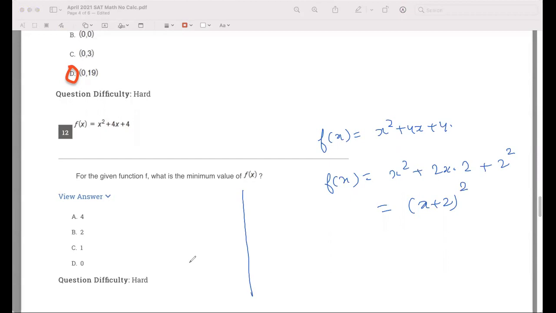So if you draw a parabola, the vertex is at (-2, 0). The parabola will look like this, where this point is (-2, 0). So the minimum value of the function has to be 0. It can't go below 0. So that's option D.